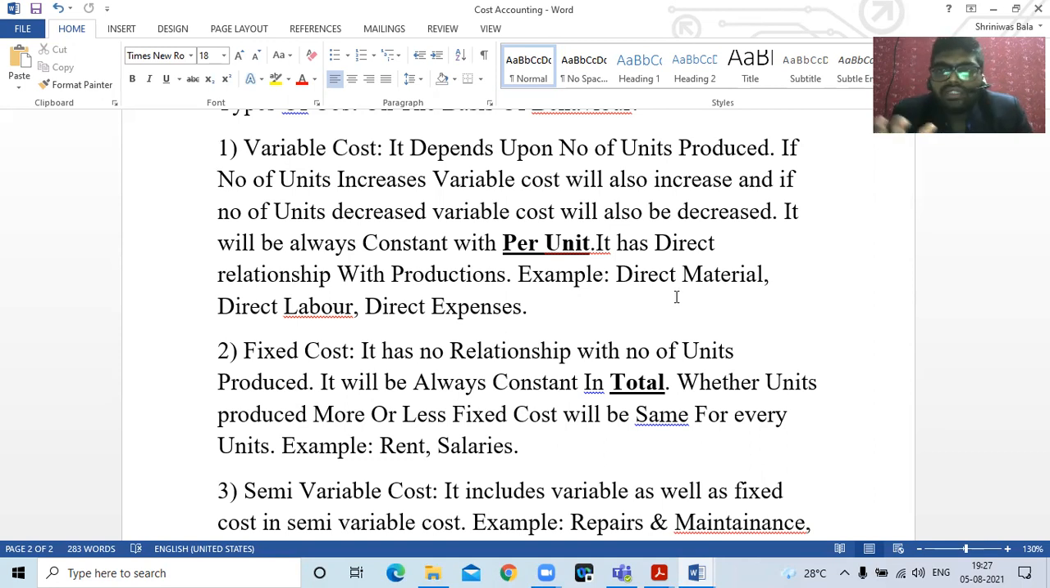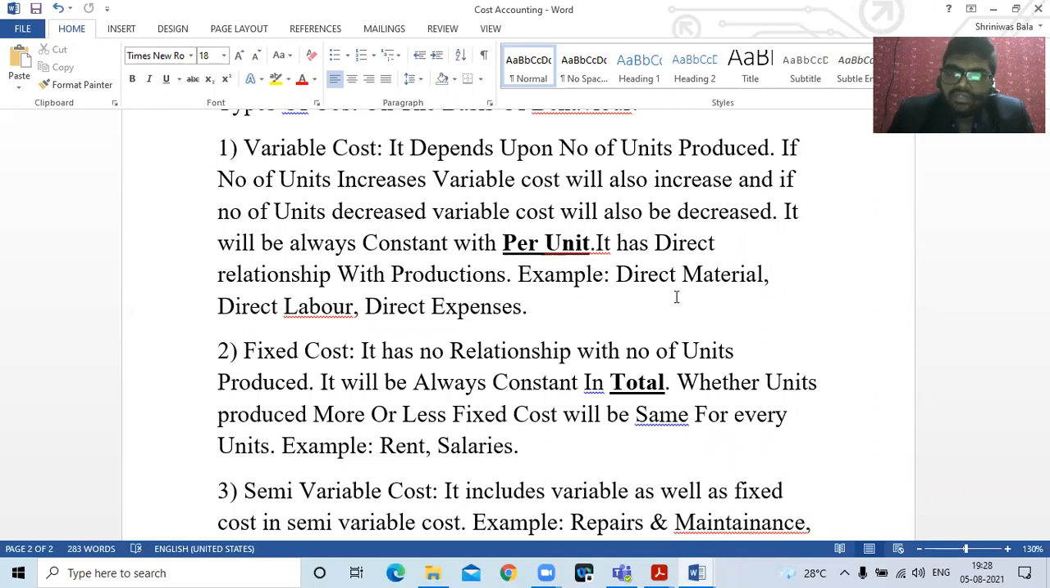It has no relation with your number of units. Whenever your number of units increases or decreases, it has no effect on it. It will be always and always constant in total, whether you're manufacturing more units or fewer units or no units. That is your fixed cost. Take care. Okay, now we are done with variable. We are done with fixed.